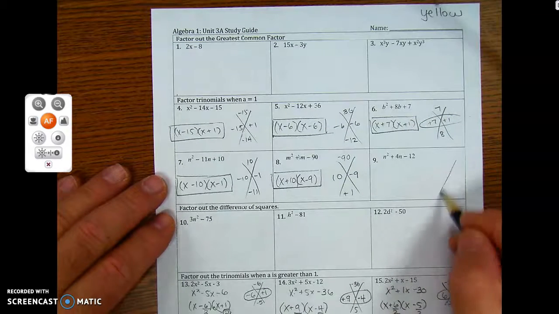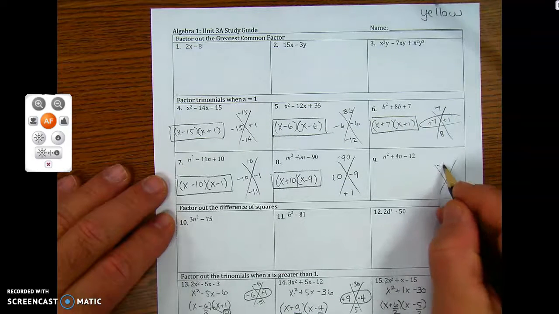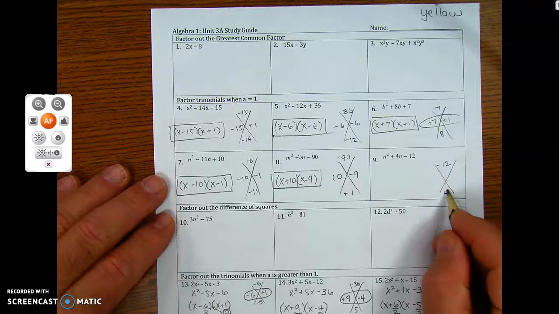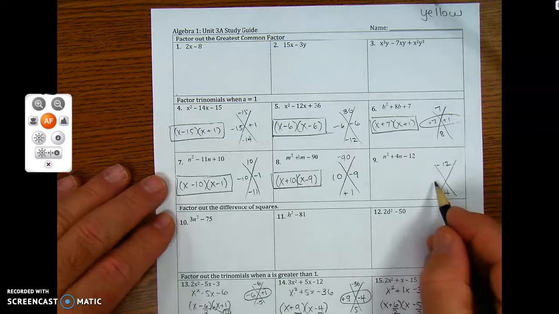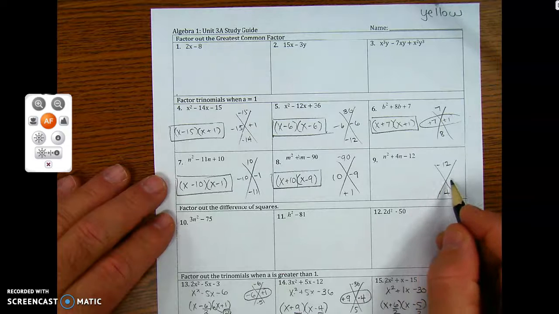All right. Negative 12, positive 4. How about positive 6 and negative 2?